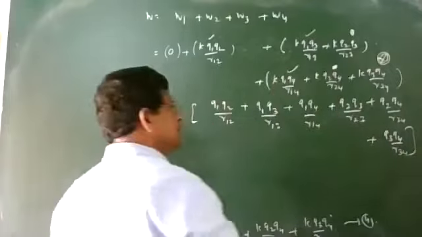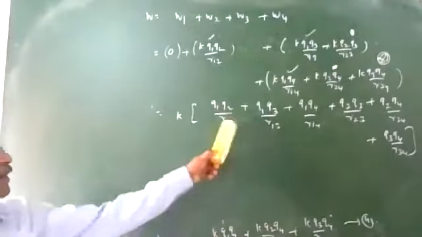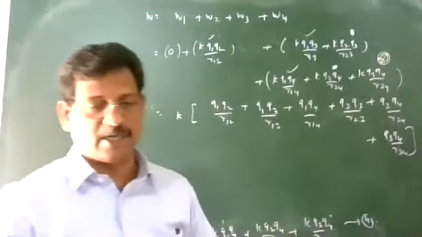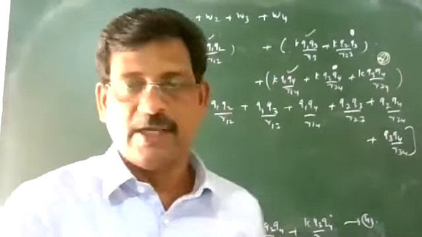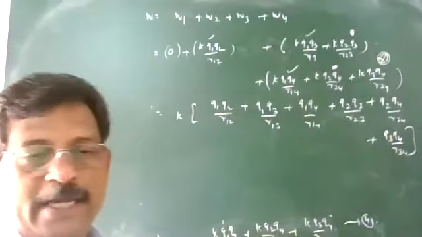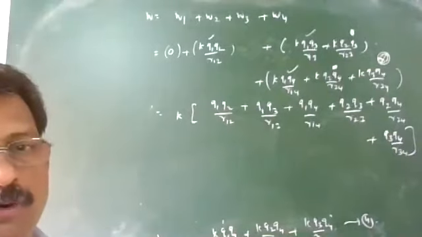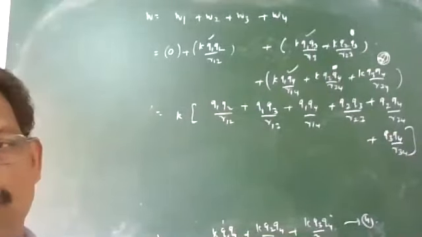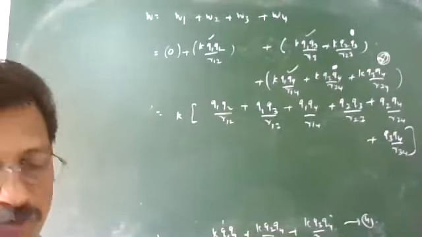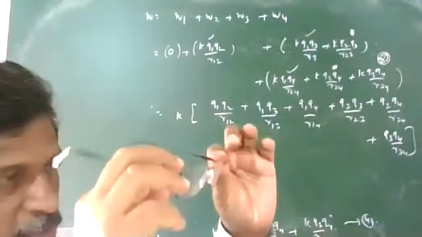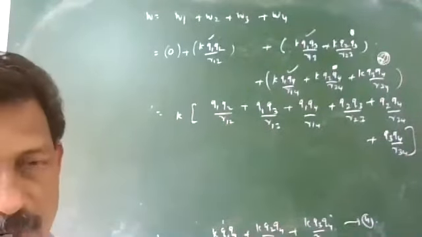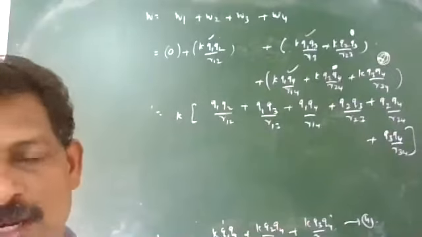Now how many terms are there? 1, 2, 3, 4, 5, 6 terms are there when 4 charges are there. Easy to remember: K, 1 by 4 pi epsilon 0, 12, 13, 14, 23, 24 and 34. All of you write this equation to copy. This is the total work done to assemble all the 4 charges to their current location.